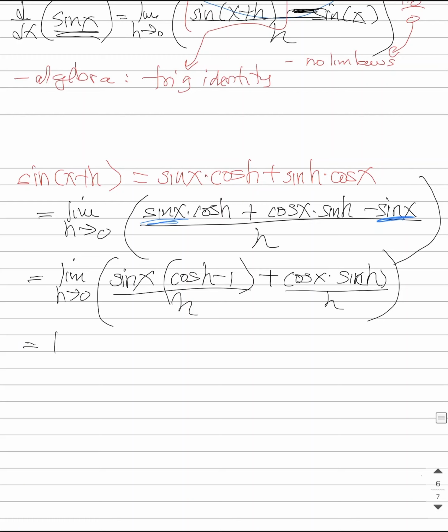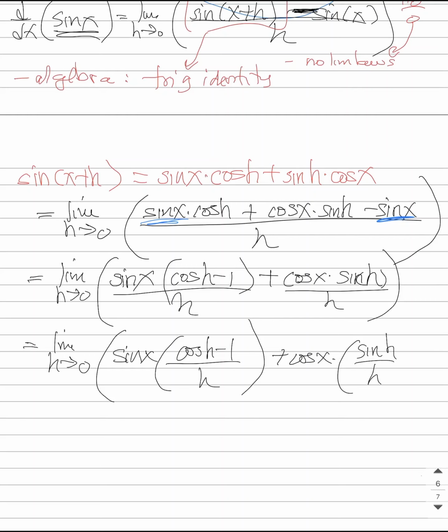And then even more so, I'm going to write it in this suggestive way. I'm going to write it as the sine of x times the cosine of h minus 1 all over h, plus cosine of x times sine of h divided by h. I'm going to group together all the things with h and separate them in some way from the things with x.